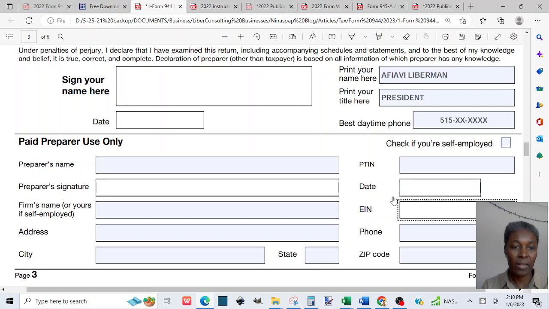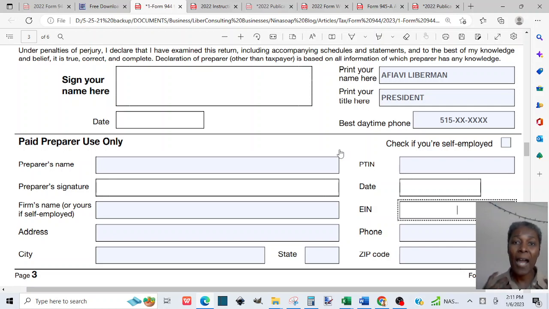And then when I print it out, I will sign it, date it. I will make 2 copies, and I'll give those 2 copies. In fact, I'll make 3 copies. I will give 2 copies to business B, one to mail to the IRS, one to keep in their records, and I'll keep one in Liberman Consulting LLC's records for filing taxes for business B. So that's how the Paid Preparer Use Only section works.